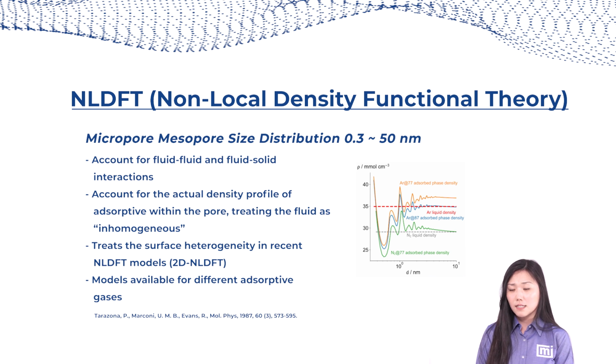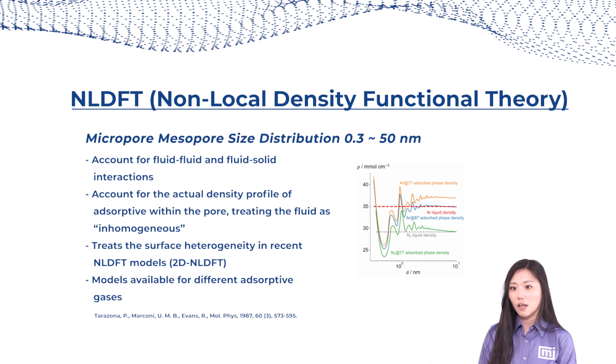And unlike the classical models that we have been discussing so far, the NLDFT takes the microscopic molecular approach in terms of the liquid density inside the pores. So on the right, we have a graph that plots the density of nitrogen and argon at different temperatures versus the diameter of the pores in nanometers. The most common analysis conditions is the nitrogen at 77 Kelvin, shown in green.